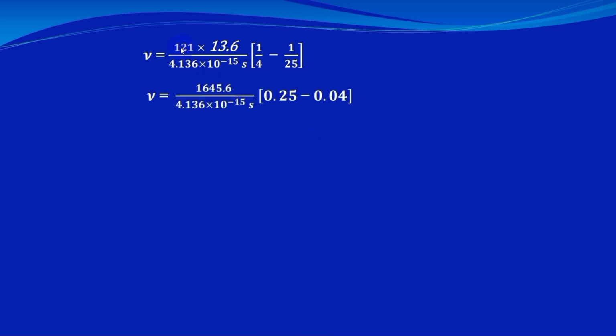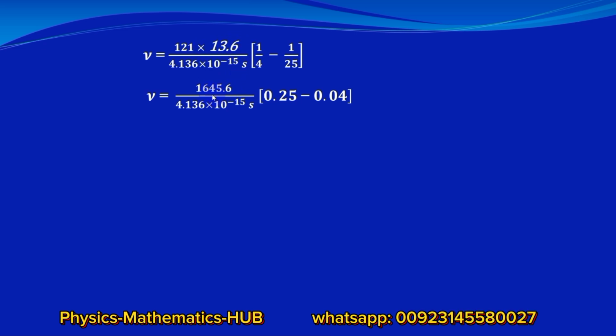Multiplying the above numerators, 121 multiplied by 13.6, we get 1645.6, divided by the Planck constant. 1 over 4 gives 0.25 and 1 over 25 gives 0.04. Dividing 1645.6 by 4.136, we get 397.87, multiplied by 10 to the power plus 15 and multiplied by 0.21 hertz.